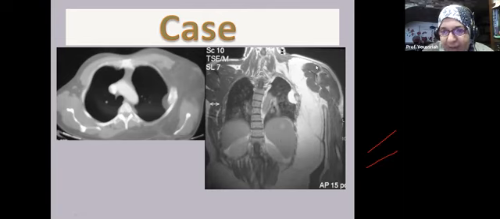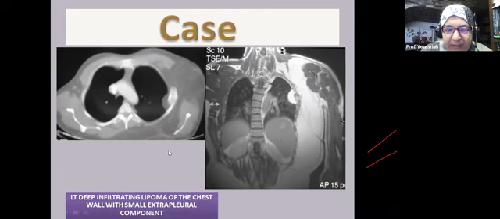If you can still see a separation between subcutaneous fat and this very extensive fatty lesion, it is not a lipomatosis. What we call it is a deep infiltrating lipoma of the chest with an extrapleural component, as you can see here. There is extrapleural extension. This is in the MRI.